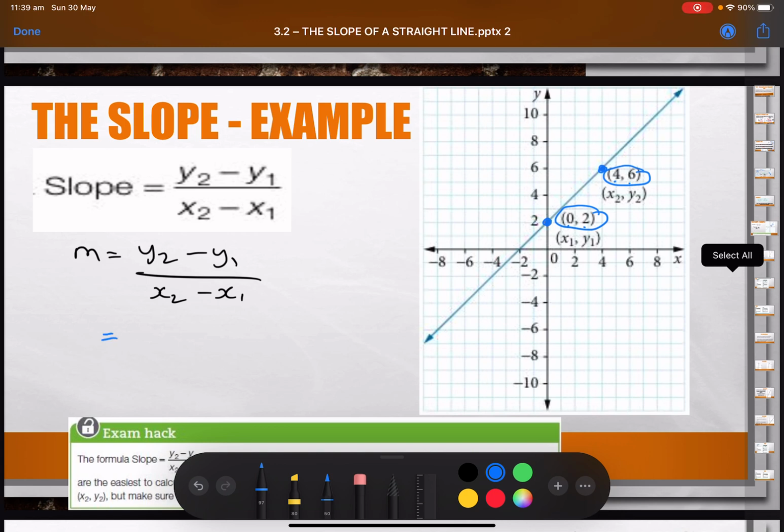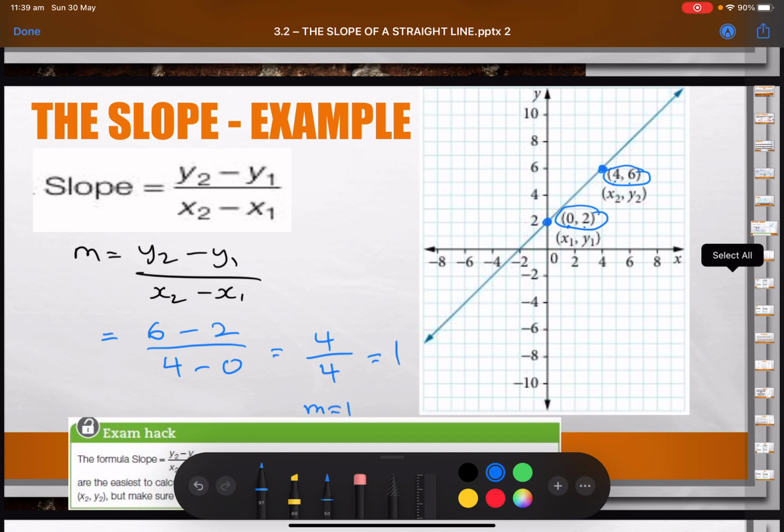So I'm basically substituting those values in. So y2 we said is 6, take away y1 we said is 2, over x2 which we said is 4, take away x1 which we said is 0, and then we solve that. So 6 take away 2 is 4. 4 take away 0 is also 4. 4 divided by 4 is 1, which means my gradient is 1.